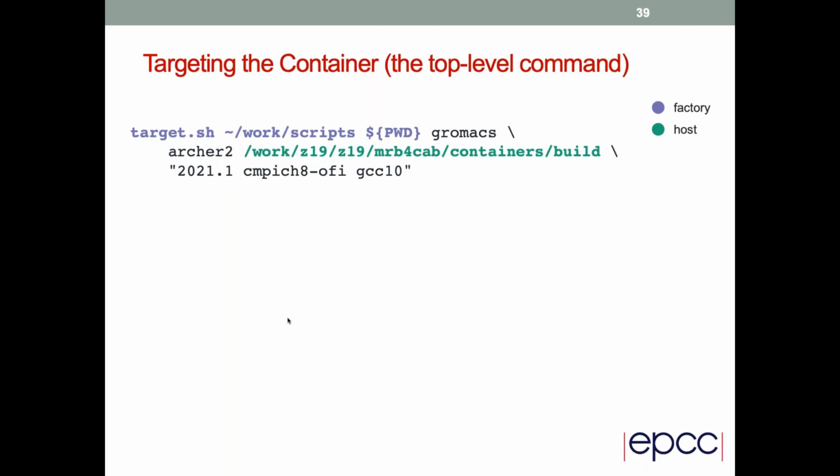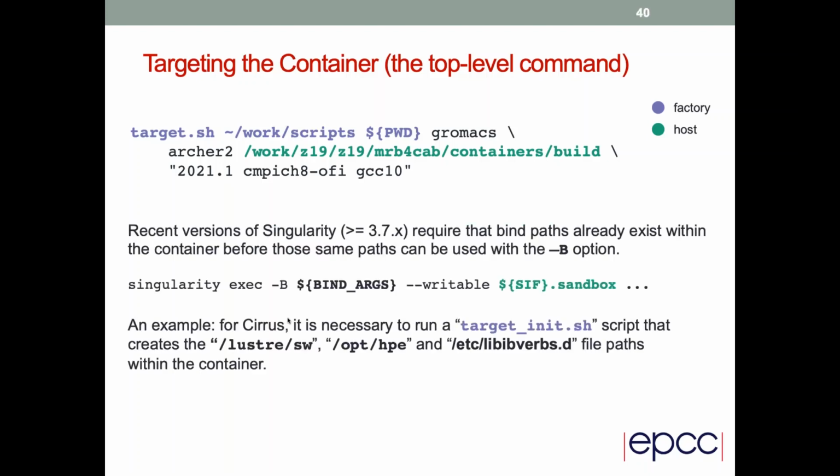And then I've got some various other details which indicate the GROMACS version, as well as the MPI library and the compiler. So that's a top level, that's just the way that the target script is called.